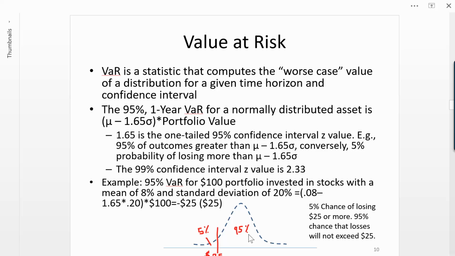So if I did this calculation for a $100 portfolio that's normally distributed with a mean of 8 and a standard deviation of 20, I would get $25. Since this is 1 year standard deviations and means, we call it the 1 year 95% confidence interval VAR of $25. And what that means is you're 95% confident losses will not exceed $25. However, there's a 5% chance that losses will be $25 or more.